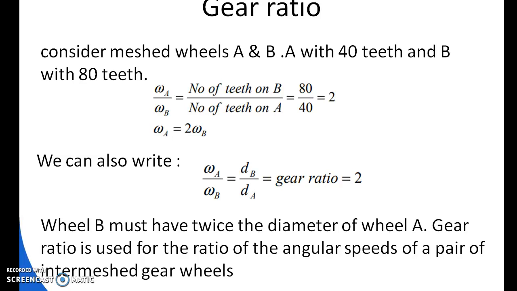So here we can also write omega A by omega B equals dB by dA, which is equal to the gear ratio. Meaning wheel B must have twice the diameter of wheel A. Gear ratio is used for the ratio of the angular speed of a pair of intermeshed gear wheels.